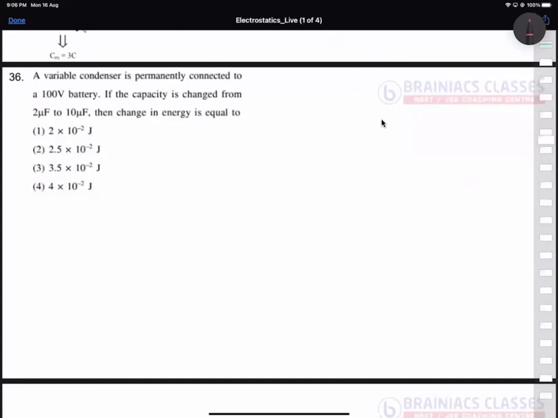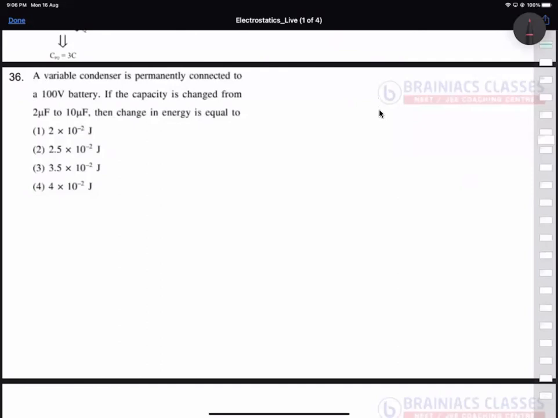What is the question given? A variable condenser is permanently connected to a 100-volt battery. The capacitance is changed from where to where? Capacitance is changed from 2 microfarad to 10 microfarad.